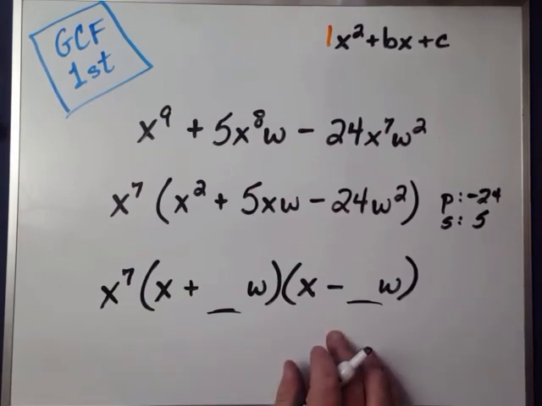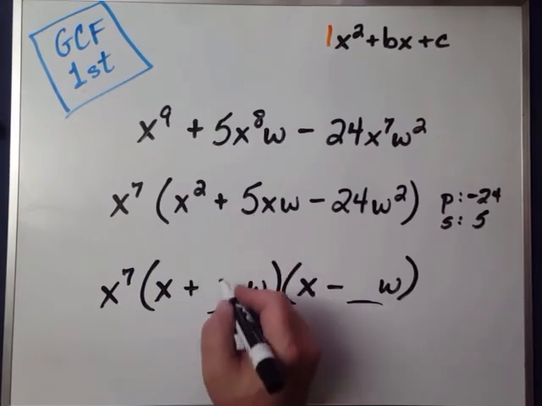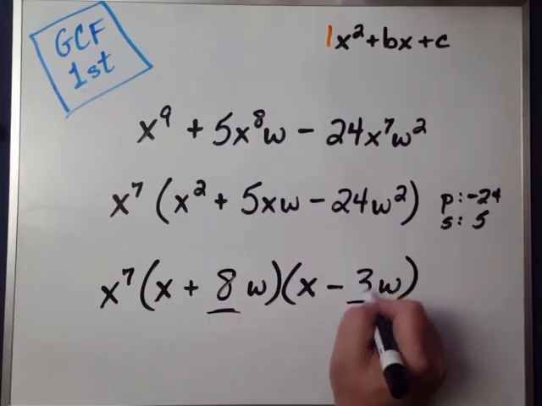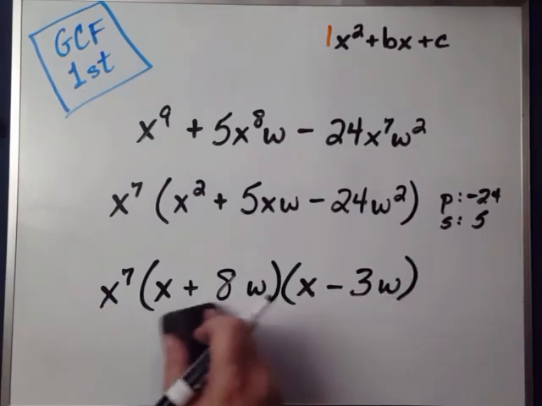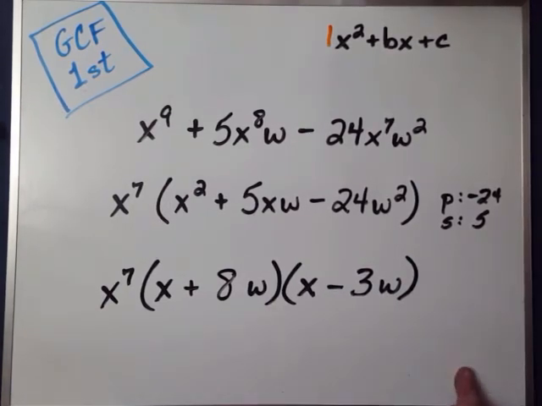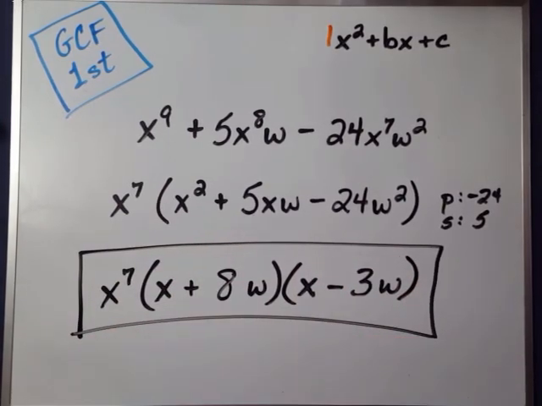Opposite signs, I'm thinking subtraction. What multiplies to give you 24 and subtracts to give you 5? 8 and 3. And we know the larger one has to go with the plus. And that's factored. If we get stuck, we can always go down our list. But this is now factored completely.